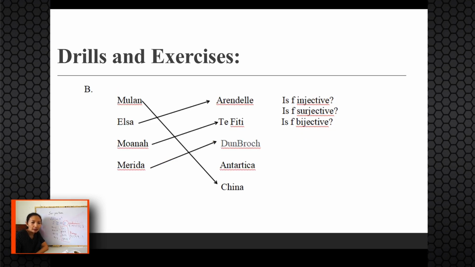How about this? Is it 1-to-1? Is it injective? Yes, it is 1-to-1. But is it surjective? No, because there is one member of the codomain which is not part of the range, and that is Antarctica. And therefore, what's the answer to the third question? Is it bijective? It's not bijective. Next.